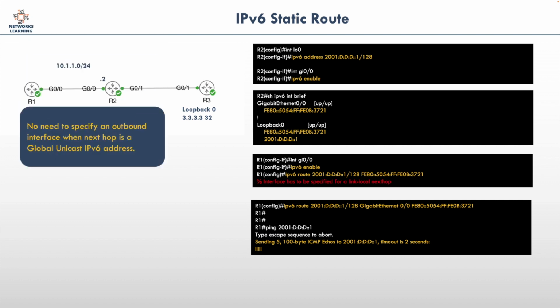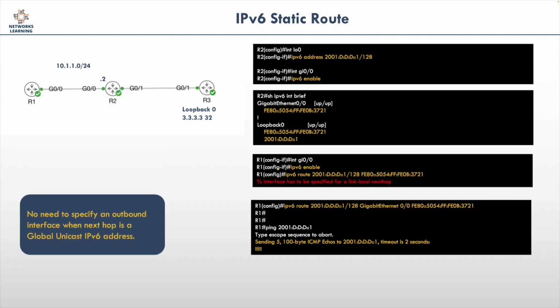I test my ping to the IPv6 address configured under loopback 0, and I can see that my ping is successful. One important thing to note is that if your IPv6 static route is pointing to a global unicast IP address, there is no need to specify the outbound interface. So the outbound interface is only required if your next hop is a link local IP address.